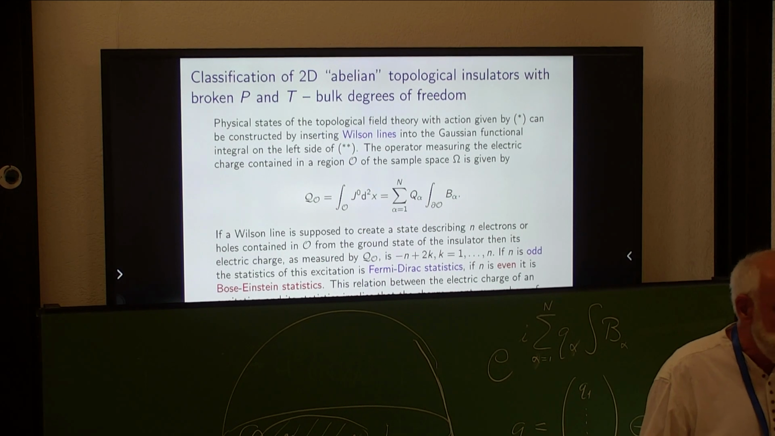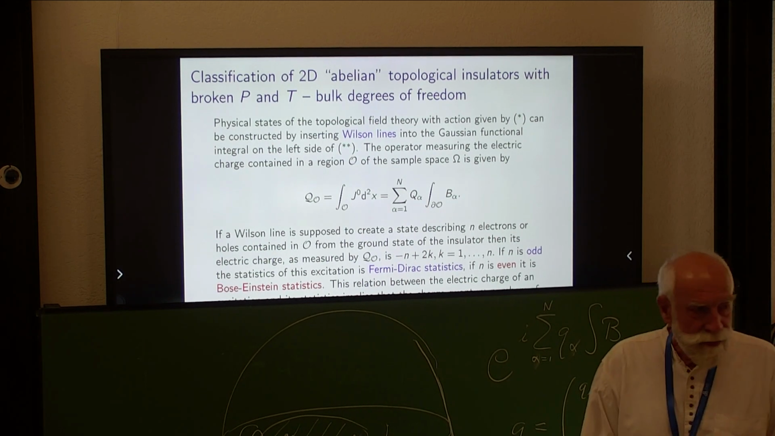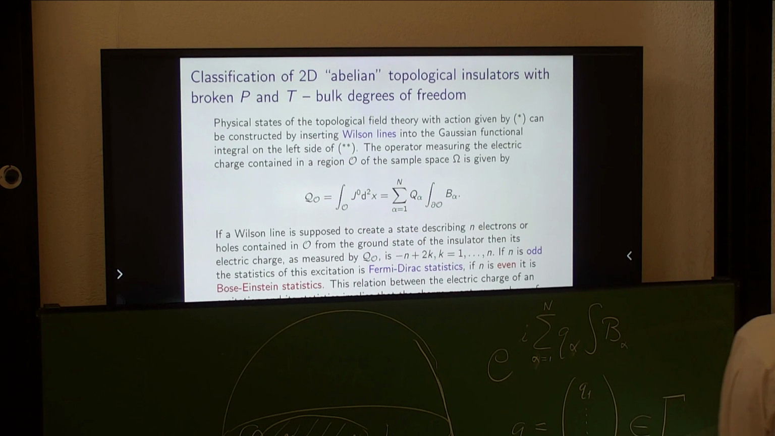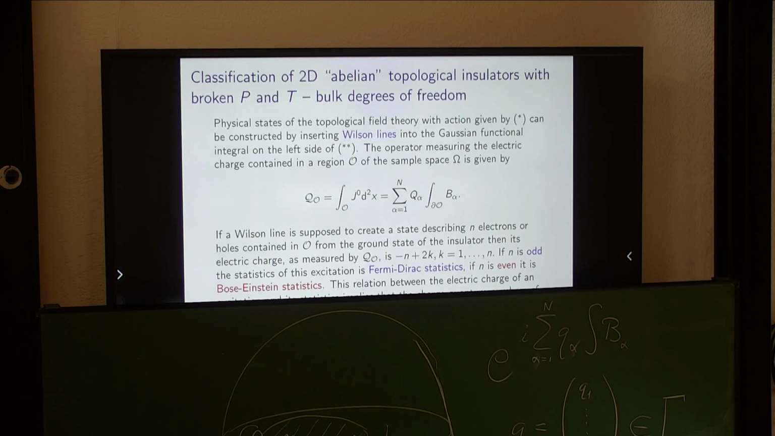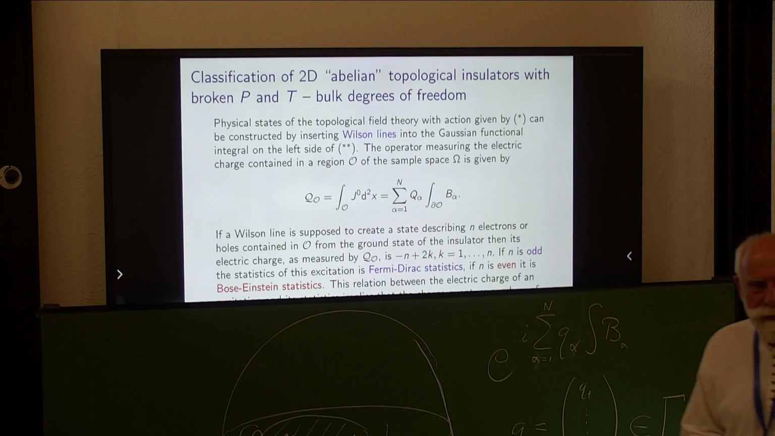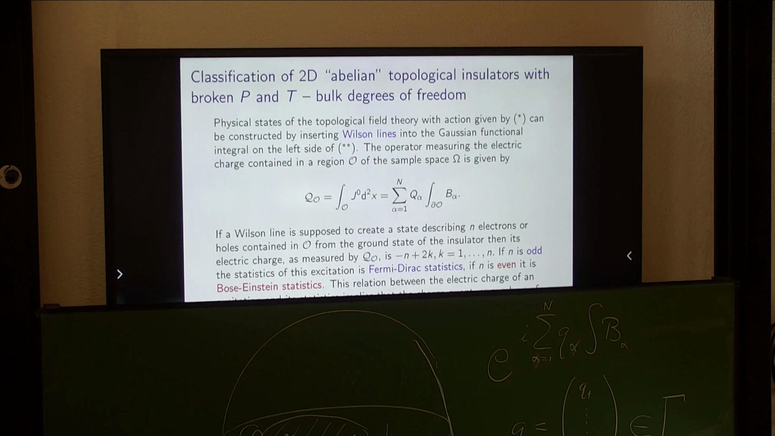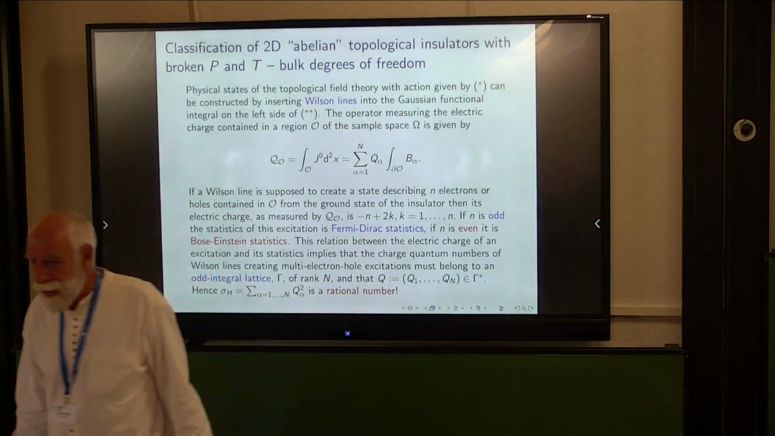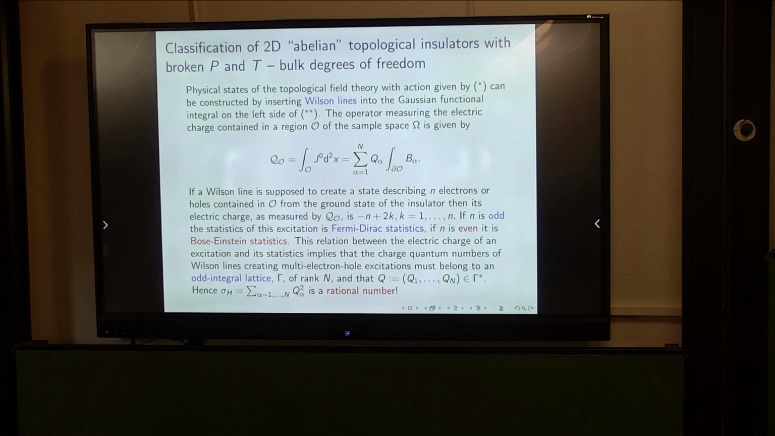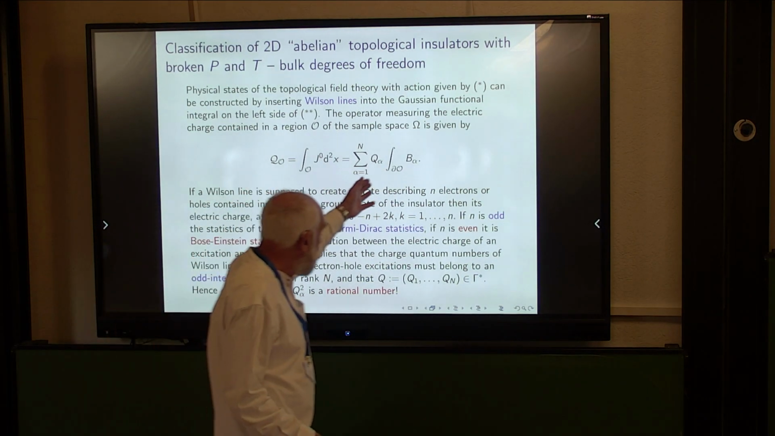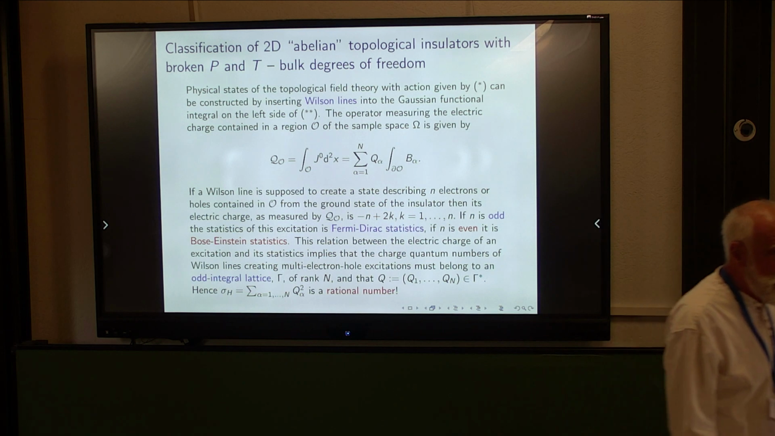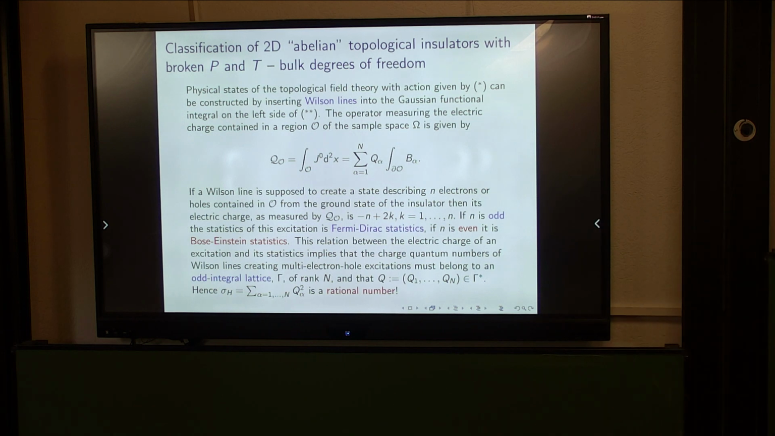I could say something about the sort of miraculous relationship between this formalism and ansatz wave functions, but maybe that's for the question session. All right, so we have identified the charge operator in this formalism. Okay, here it is. It's given by a linear combination of line integrals of these vector potentials B alpha.